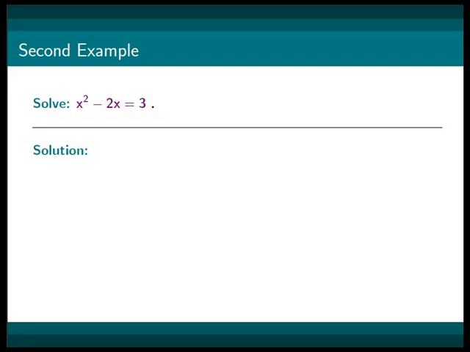In our second example, we have x squared minus 2x equals 3. We can solve this question using factoring or the quadratic formula. However, since the coefficients in this example are not too complicated, we will use factoring. We will first rearrange the equation to get x squared minus 2x minus 3 equals 0.